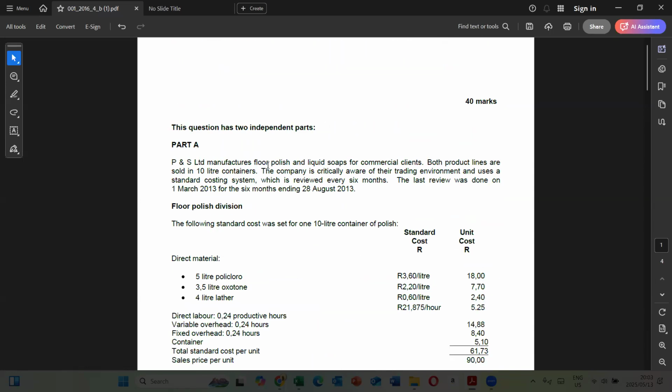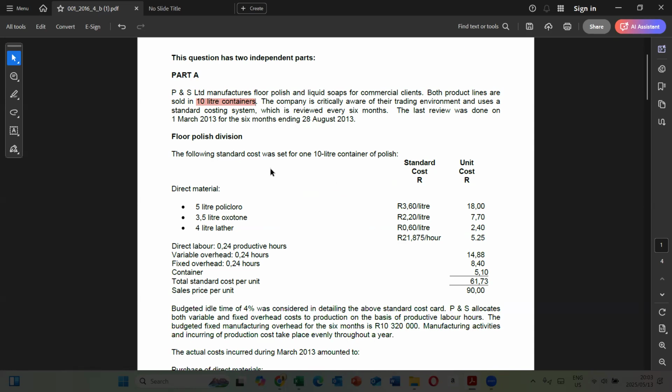P&S manufactures floor polish and liquid soap for commercial clients. Both product lines are sold in 10-liter containers. The company is critically aware of their trading environment and uses a standard costing system which is reviewed every 6 months. The last review was done on 1st of March 2013 for the 6 months ending August 2013. The following standard cost was set for one 10-liter container of polish.